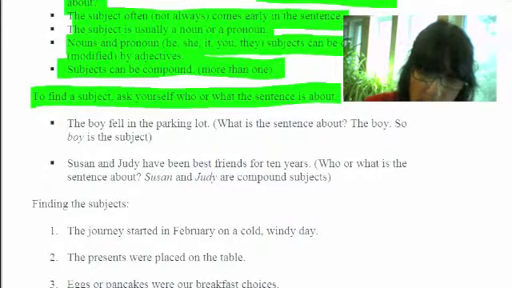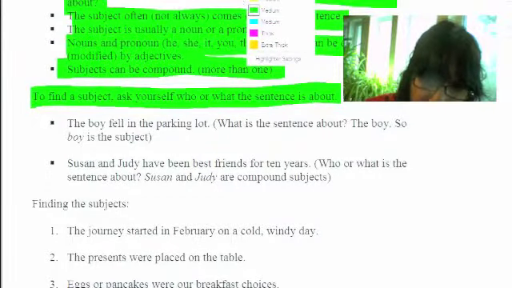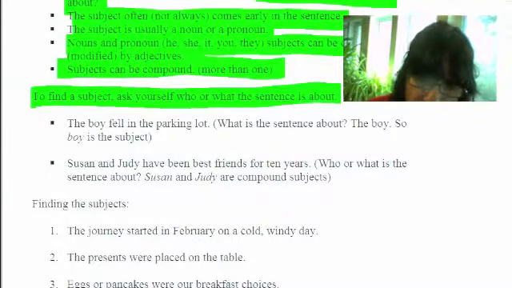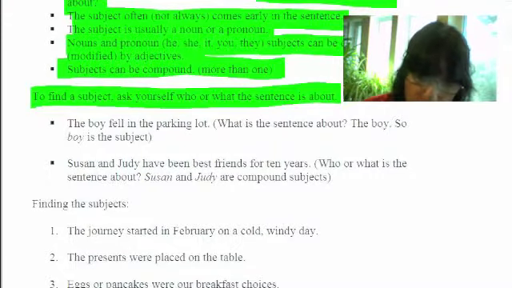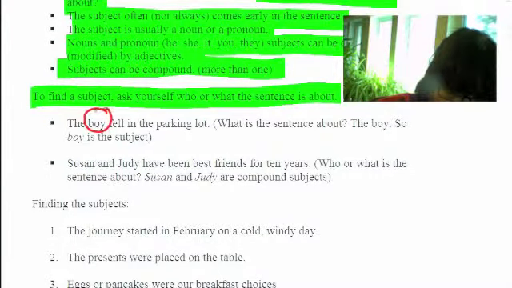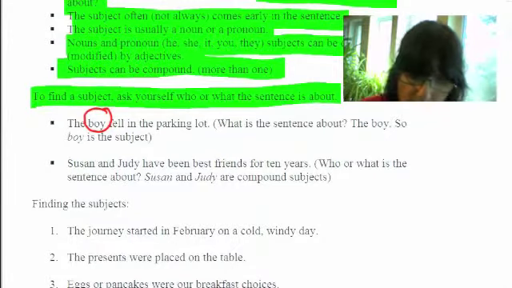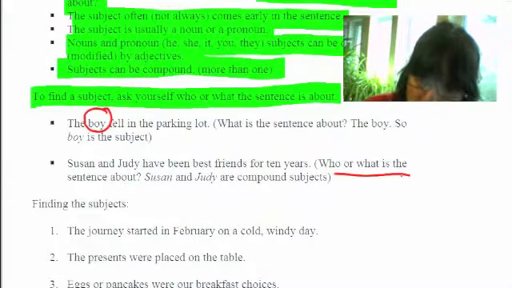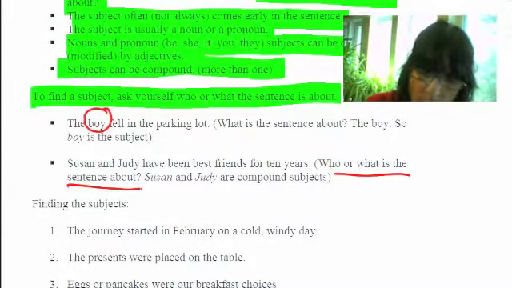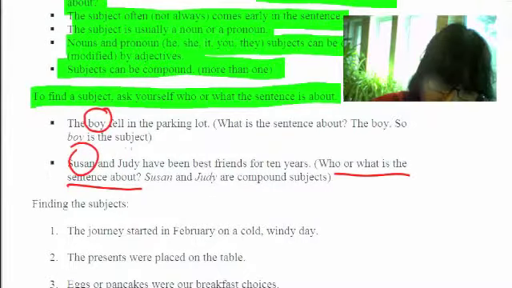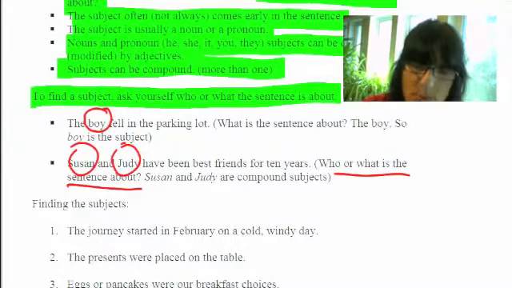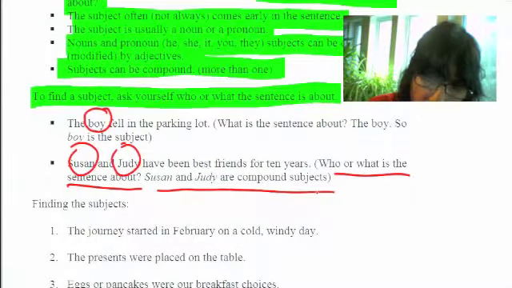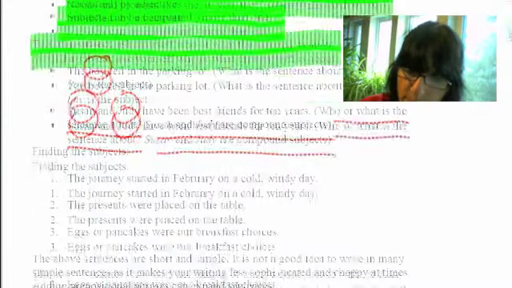Let's look at these two examples. The first one: The boy fell in the parking lot. So ask yourself, what is the sentence about? Well, the answer would be the boy, because it's all about the boy falling in the parking lot, so that would be the subject. The next one: Susan and Judy have been best friends for 10 years. So ask yourself, who or what is the sentence about? Well, it's not about friends. It's about the fact that Susan and Judy have been friends and they've known each other for 10 years. So it's all about Susan and Judy, and that's a compound subject. There are two of them.